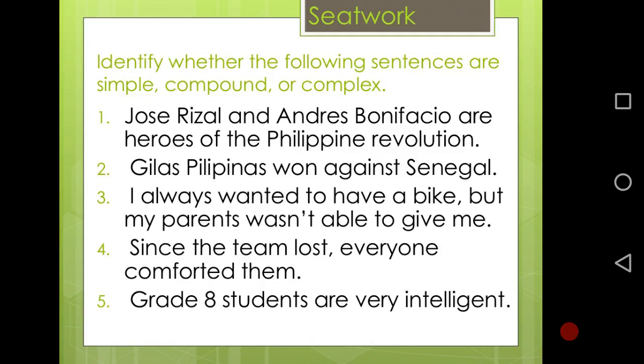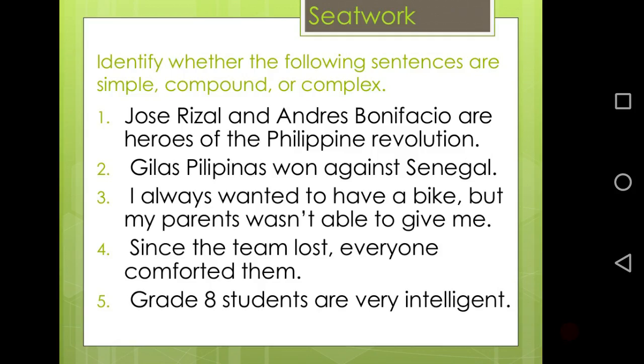I always wanted to have a bike, but my parents weren't able to give me. You see the word but, it is the coordinating conjunction, so it joined two independent clauses, so it is called a compound sentence, right?